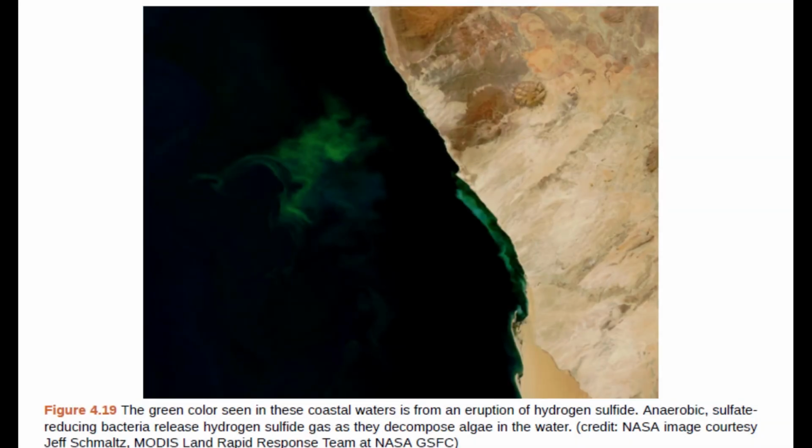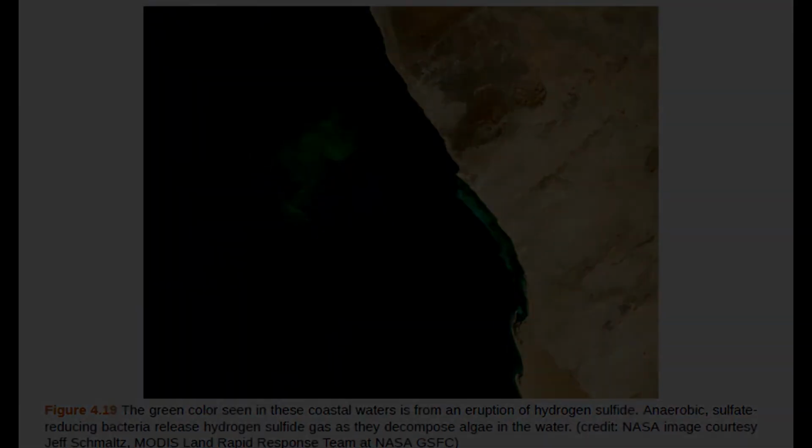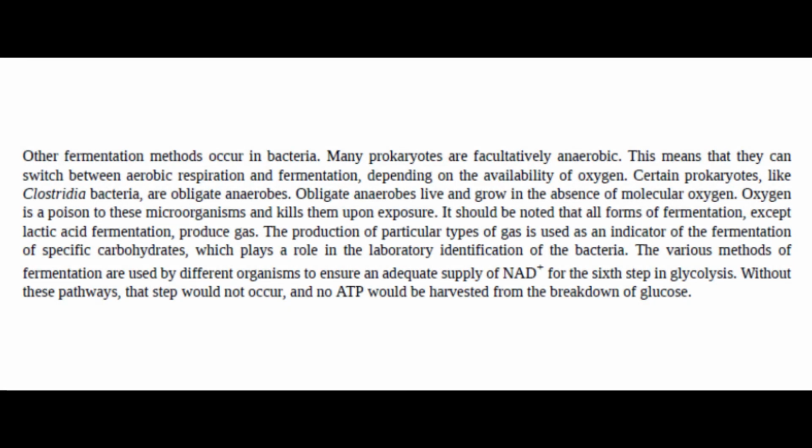Figure 4.19. The green color seen in these coastal waters is from an eruption of hydrogen sulfide. Anaerobic, sulfate-reducing bacteria release hydrogen sulfide gas as they decompose algae in the water. Other fermentation methods occur in bacteria. Many prokaryotes are facultatively anaerobic. This means that they can switch between aerobic respiration and fermentation depending on the availability of oxygen.